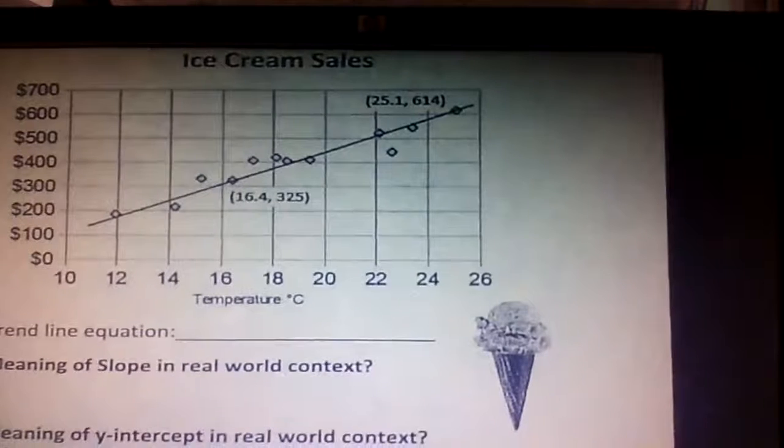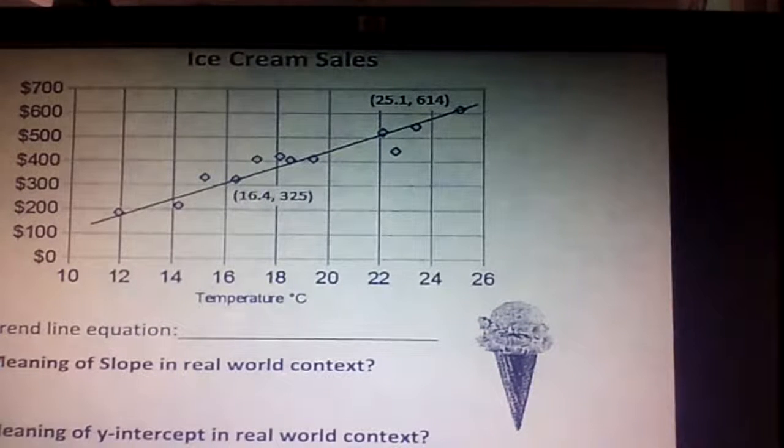And we need to talk about ice cream sales. Makes me hungry.